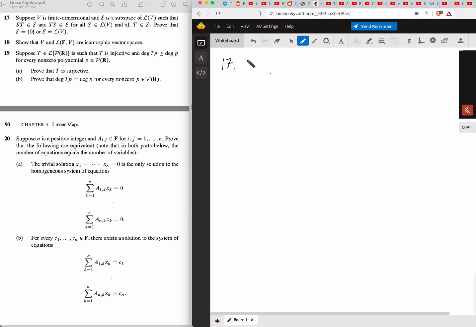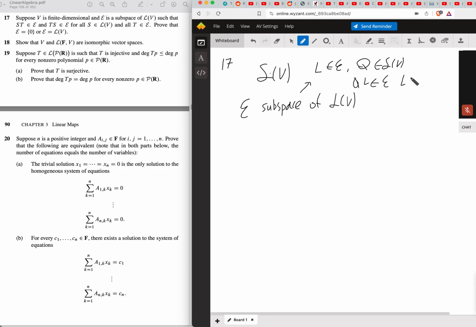Let's begin. So the premise is that first you have a vector space, and then you have the set of all operators over that vector space, and then you have a subspace of the set of all operators, where epsilon is a subspace that satisfies some properties: if you take any element from the subspace and any element from the actual set, then composing them either way will land you back in the subspace.